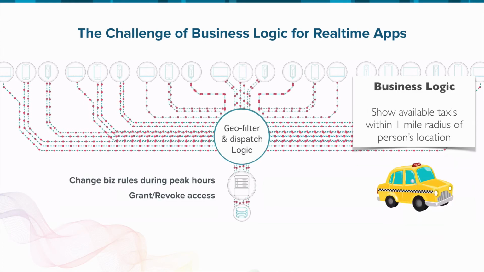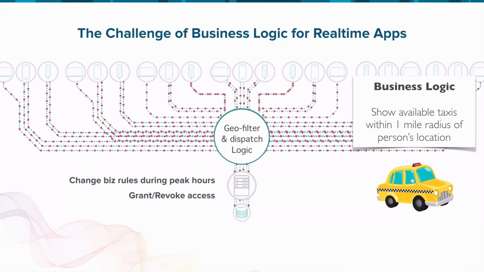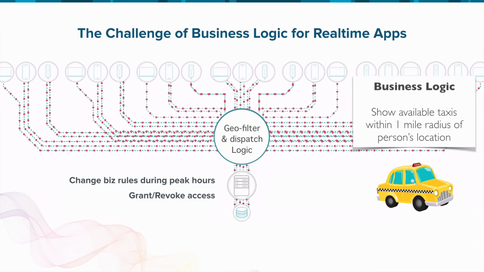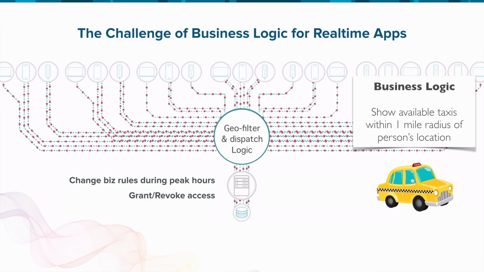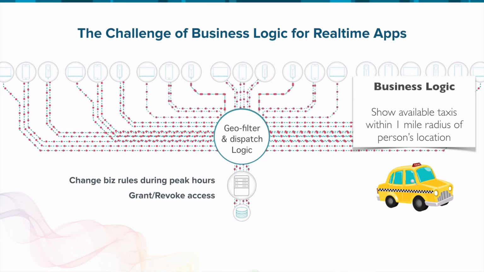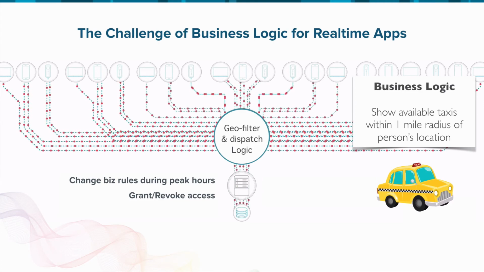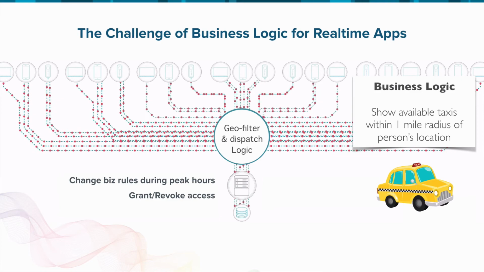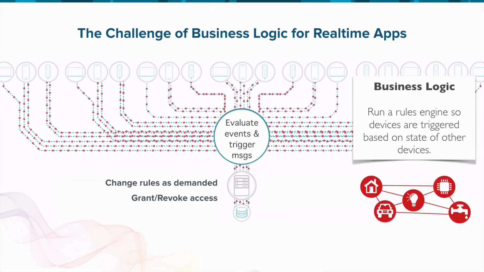In the case of, say, a taxi dispatch application or food delivery service, here you can do a lot of the geo-filtering in the network, the dispatch logic in the network. Maybe your servers are still changing business rules during peak hours, granting and revoking access, but a lot of the low latency application is now being run elsewhere from the servers.